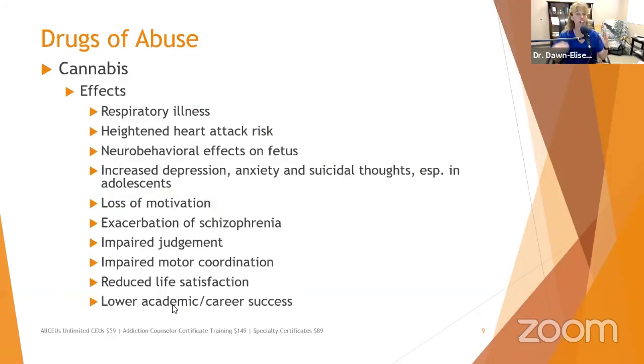Effects of cannabis in general. Respiratory illness. When you're inhaling things that your body's not used to, you're more susceptible to respiratory illnesses. Heightened heart attack risk. Cannabis can raise your heart rate and cause a heightened risk of heart attack. Neurobehavioral effects on a fetus. It happens. Increased depression, anxiety, and suicidal thoughts, especially in adolescence. Loss of motivation, worsening of schizophrenia, impaired judgment, impaired coordination, reduced life satisfaction, and lower academic or career success.